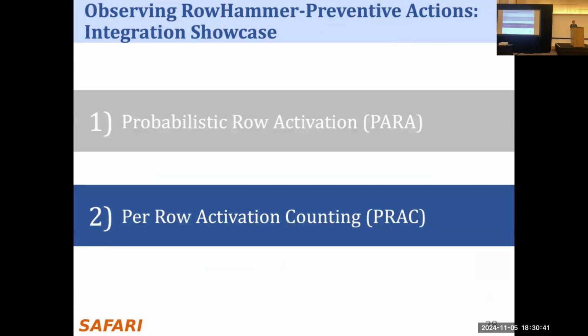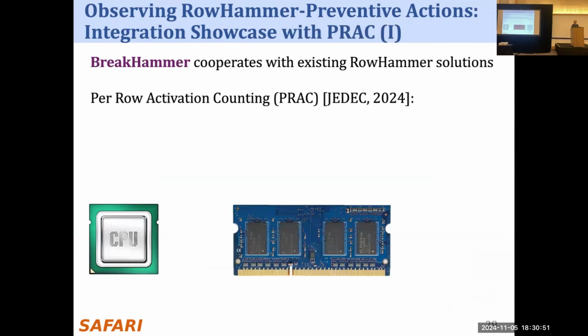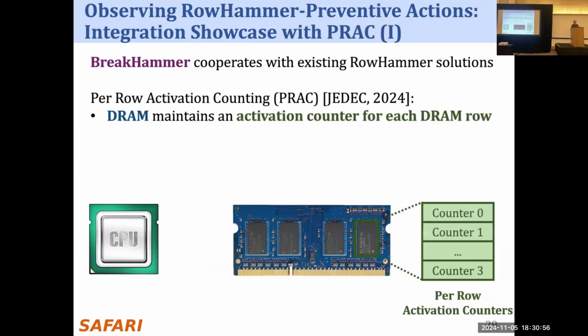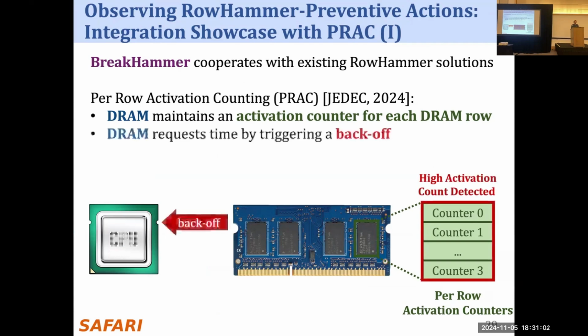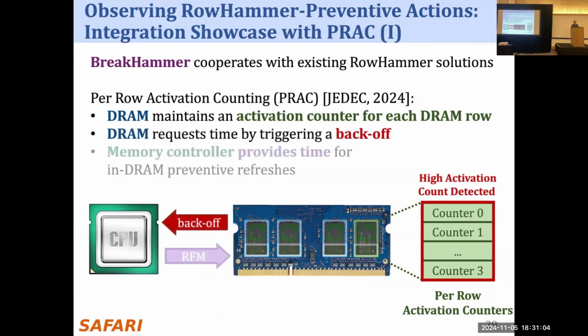Our second example is an in-DRAM solution, which is the latest industry solution to DRAM read disturbance from JEDEC, widely known as per row activation counting, or PRAC for short. With PRAC, DRAM maintains an activation counter per DRAM row, and whenever one of these counters reaches a critical value, for example, close to the RowHammer threshold, the DRAM module triggers what's called a backoff. After a backoff is received, the memory controller stops performing main memory accesses and starts sending special commands to allow time for preventive refreshes.